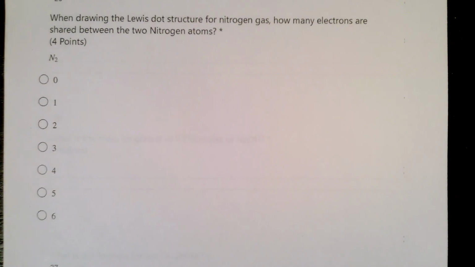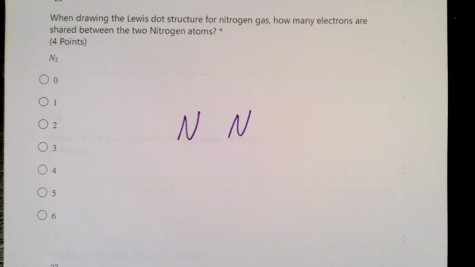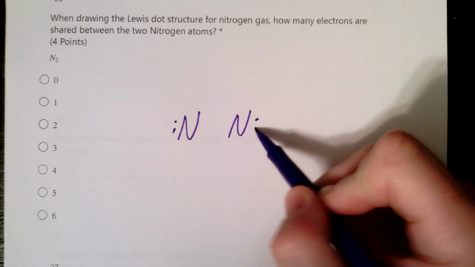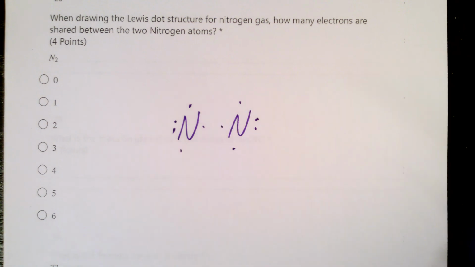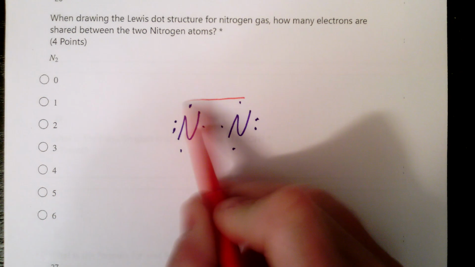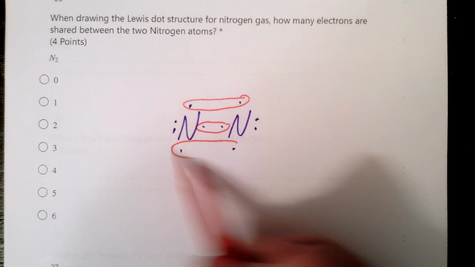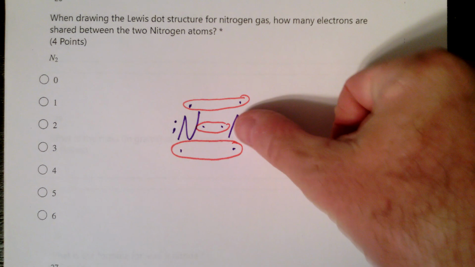Now, when drawing the Lewis dot structure for nitrogen gas, remember, nitrogen is one of those diatomic molecules. It always pairs up with itself. Nitrogen has 5 valence electrons. So 2 nitrogens can get together and share electrons to satisfy the octet rule. They share there, they share there, and they share there. Now, each nitrogen has its own lone pair of electrons.